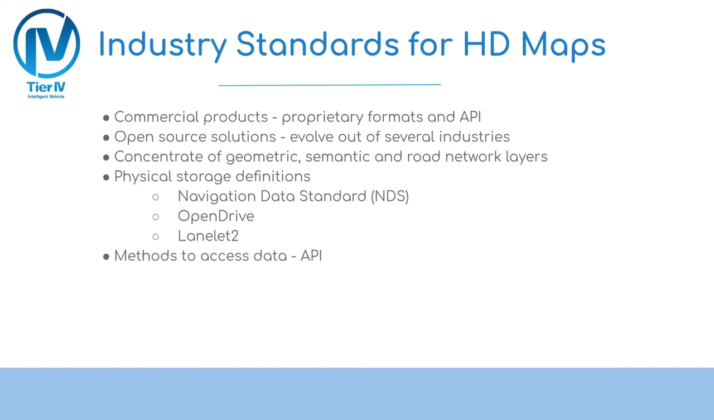As I mentioned, the examples of HD maps given in the previous section are from commercial products, and as such, their formats and software APIs are proprietary. The type of industry standardization of HD map formats required for interoperability between autonomous vehicle platforms is still in its infancy. Here I will focus on open map standards that have either evolved out of established industries, such as vehicle navigation systems and driving simulators, or have been proposed by academic researchers in open source projects.